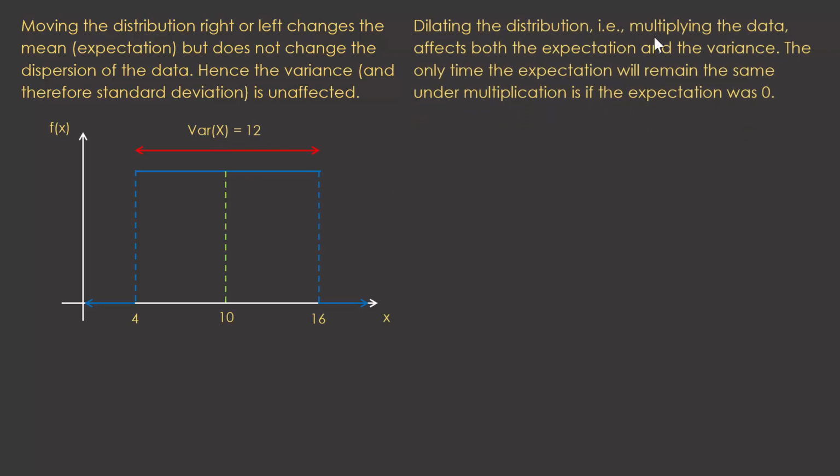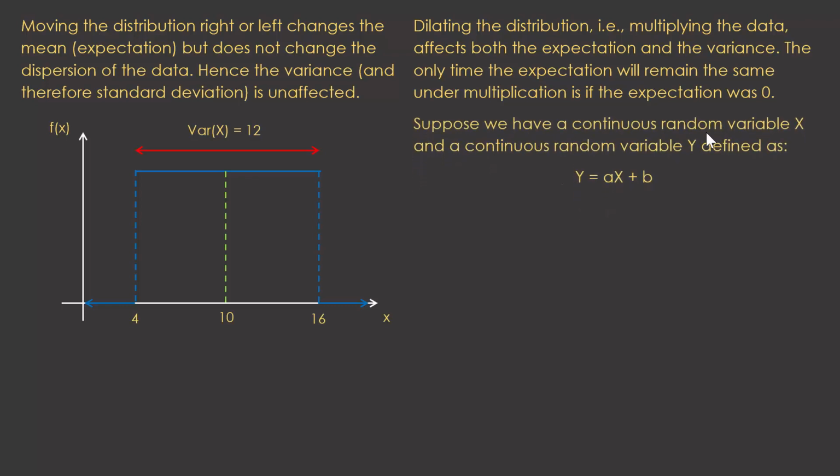Dilating the distribution, i.e. multiplying the data, affects both the expectation and the variance. The only time the expectation will remain the same under multiplication is if the expectation was originally 0.